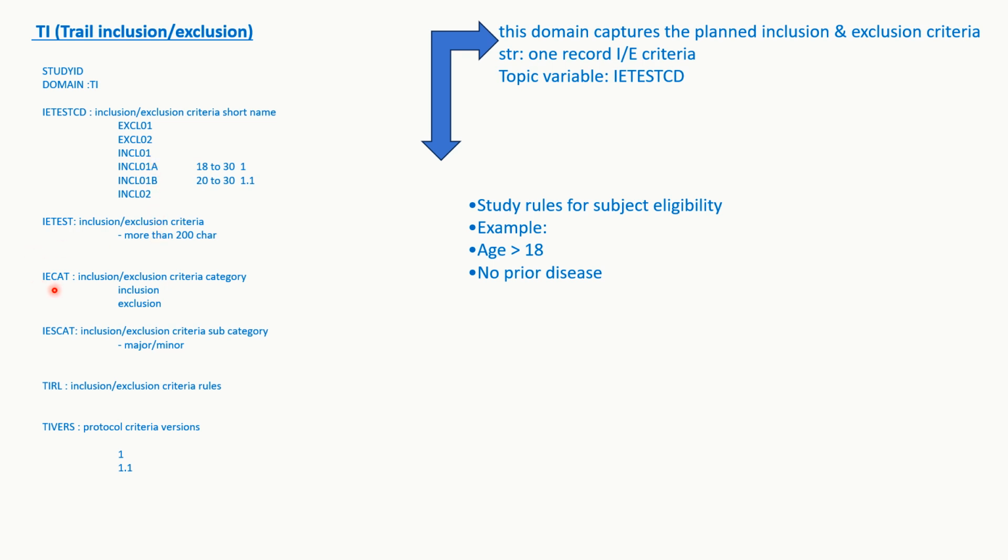Then IE cat and IE subcat. In the category it will be either inclusion or exclusion. The subcategory will be major or minor.